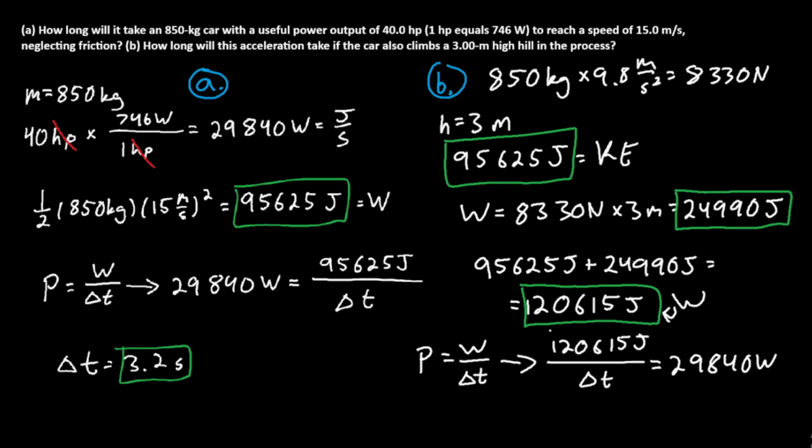With just a little bit of algebra, again, you can isolate your time variable, and once you isolate that, you get a change in time of 4.04 seconds. So it takes more time with the same engine because you need to deliver more joules in order to change the position of the car upward in part B.